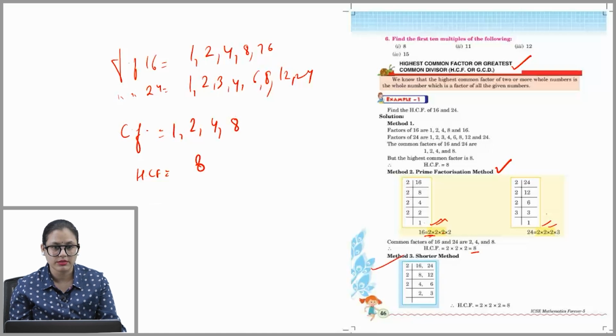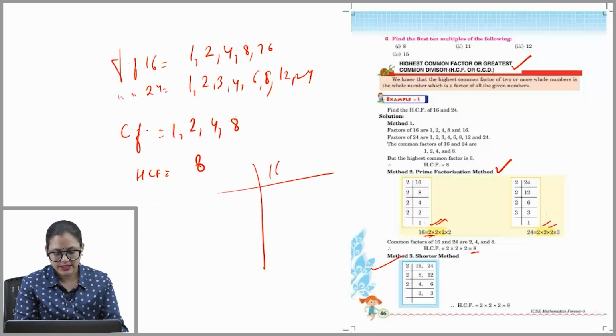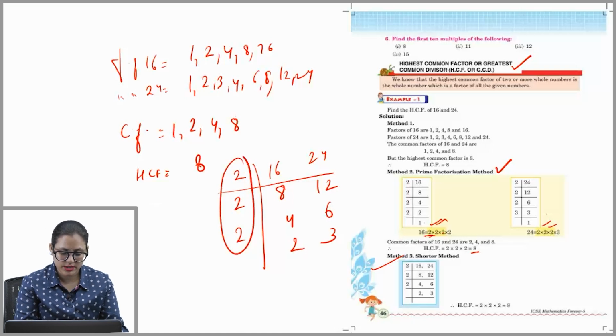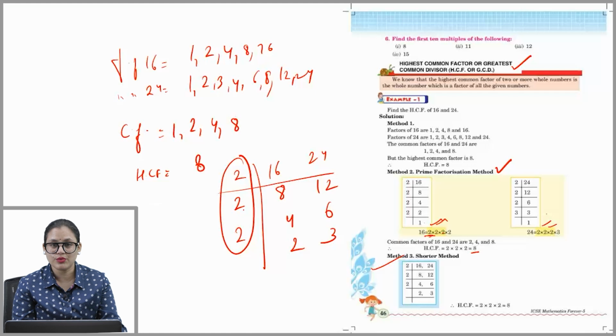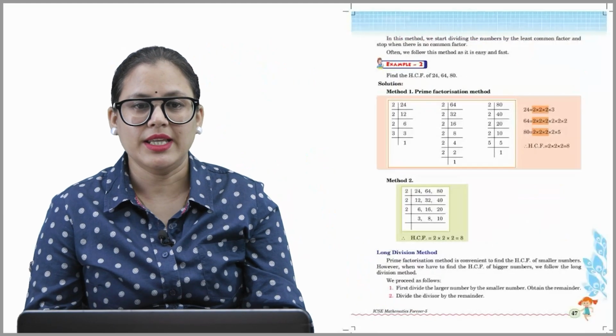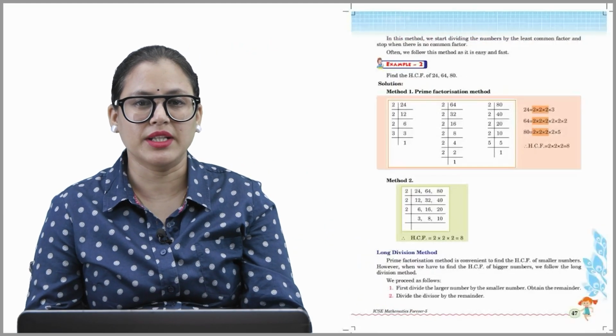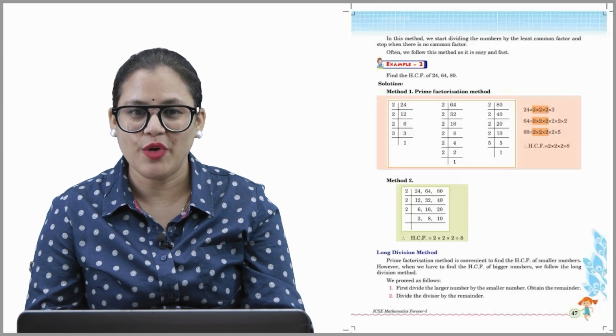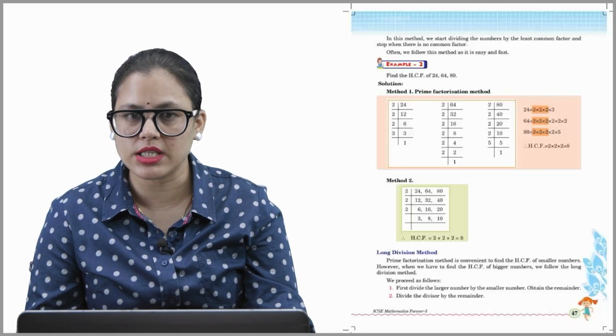Method 3 is a shorter method. 16, 24. 2 8s are 16, 2 12s are 24. 2 4s are 8, 2 6s are 12. 2 2s are 4, 2 3s are 6. Now the HCF is 2 into 2 into 2. 2 into 2 is 4, 4 into 2 is 8. In this method, we start dividing the numbers by the least common factor and stop when there is no common factor. Often we follow this method as it is easy and fast.